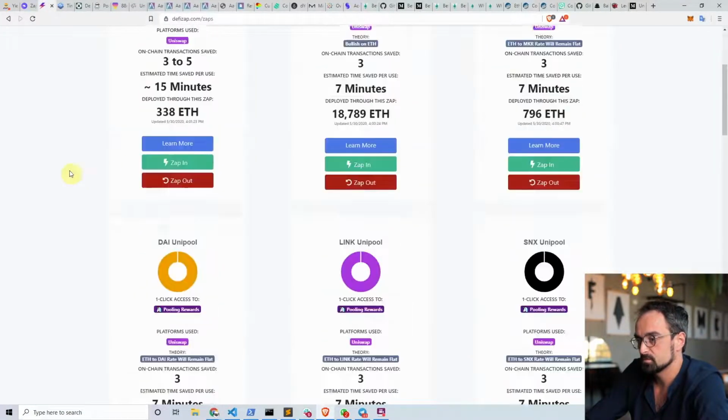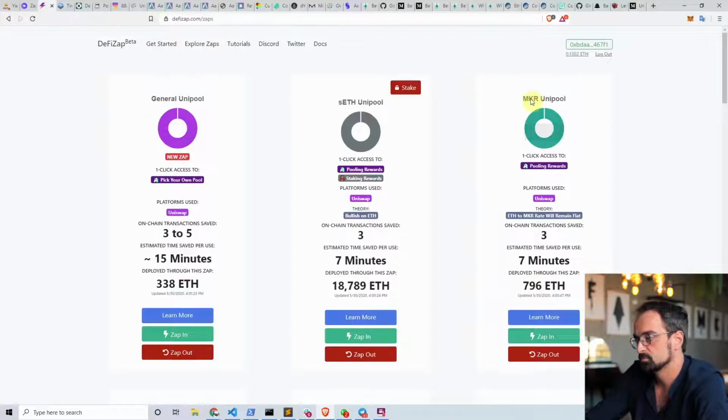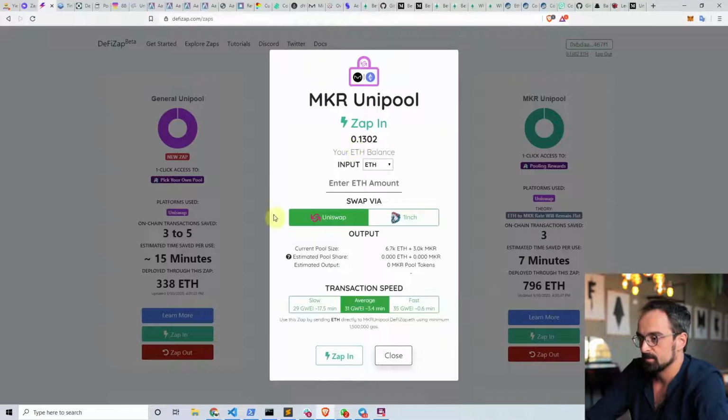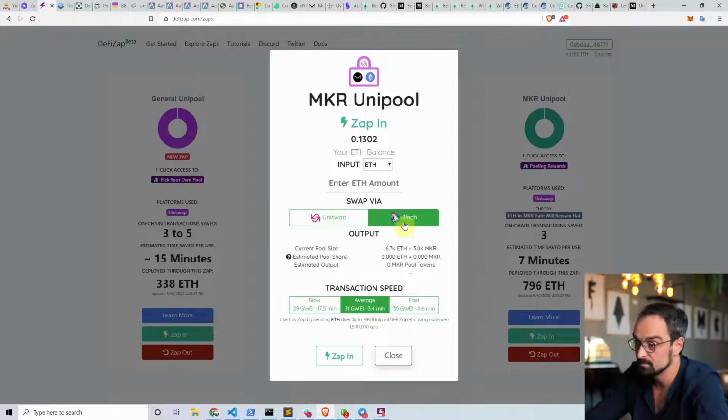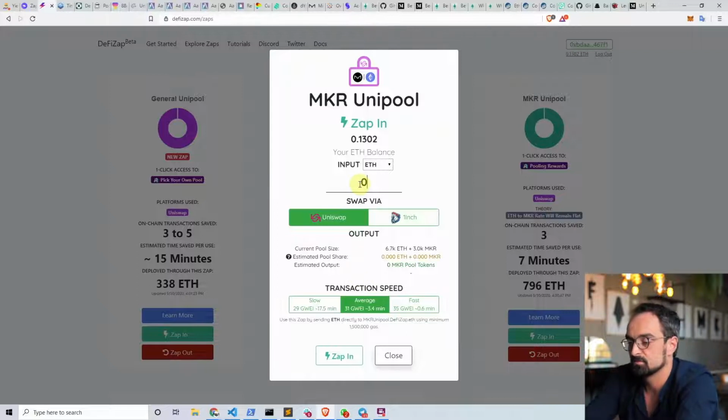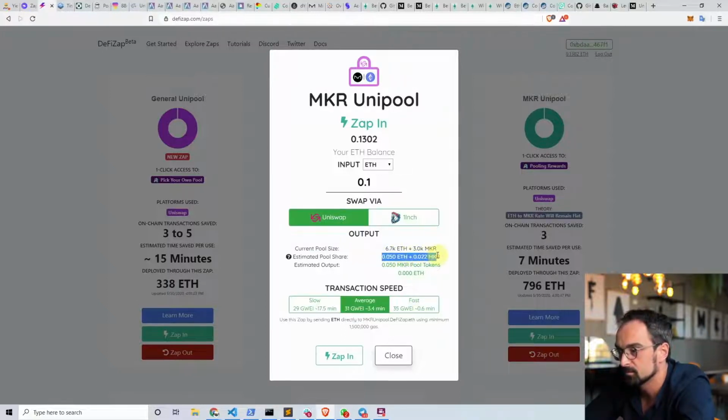So what if I just want to invest with 1 token? Well, I click this pool, for example the Maker pool. I say I want to zap in. I can say I want to have a pool on Uniswap or 1inch. 1inch is also providing pools right now. Interesting development, so it's not only Uniswap, but also 1inch. And then with 1 click on the button, I can input ETH. So I say, for example, I want to invest 0.1 ETH.